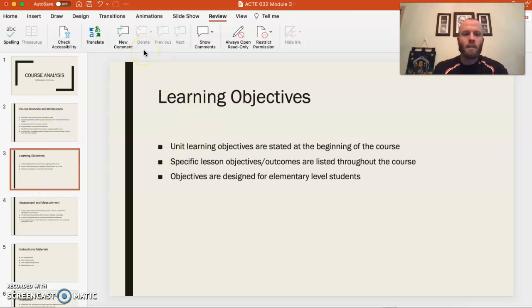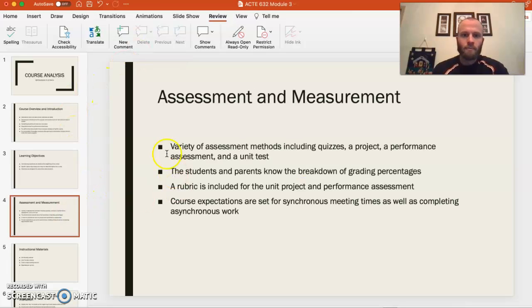So the learning objectives: I have the overall unit objectives stated at the very beginning of the course, so the students know the 3 big purposes that we'll be accomplishing as we go throughout the unit. But then also specific lesson objectives and outcomes are listed as I go throughout the course. And the objectives are designed for elementary level students. Again, this is a 5th grade class.